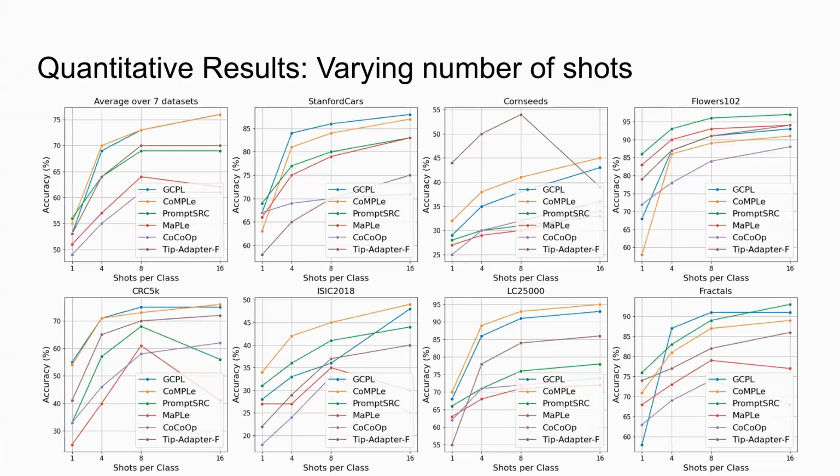We also vary the number of shots across all of these datasets to see if there is any performance trend decreasing or changing. And we see that the performance is fairly consistent across varying the number of shots, and the performance is always consistent even in comparison to other existing works.